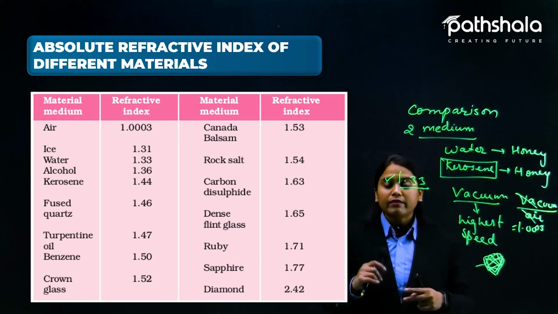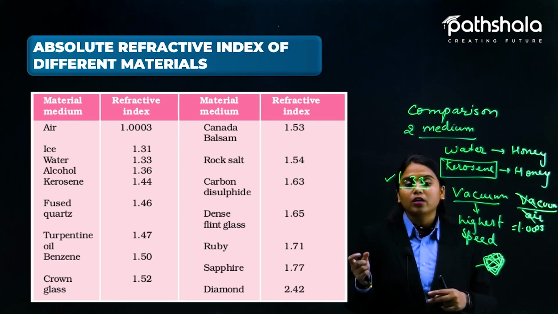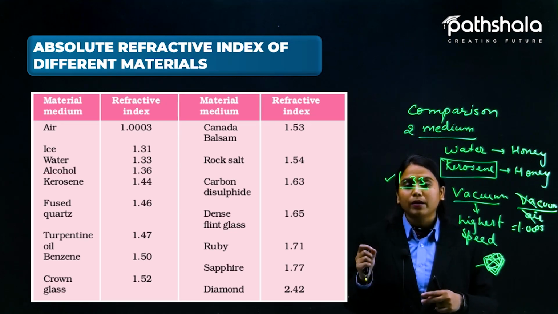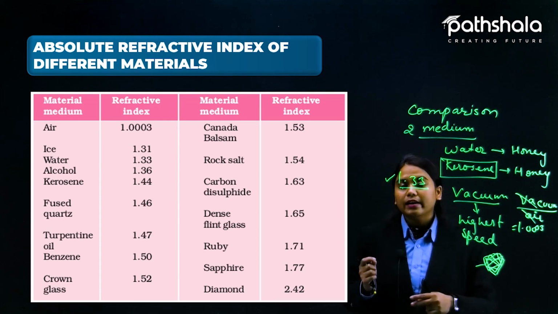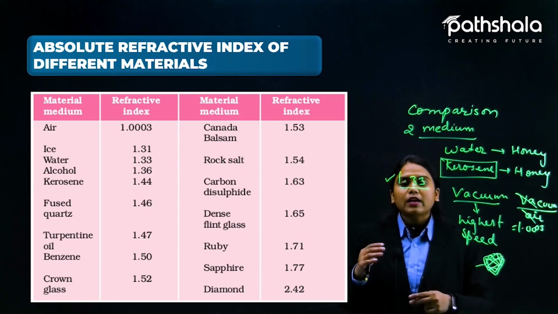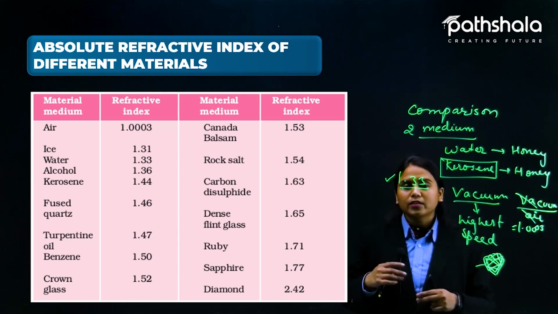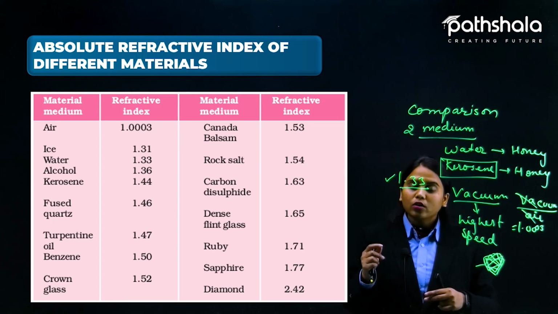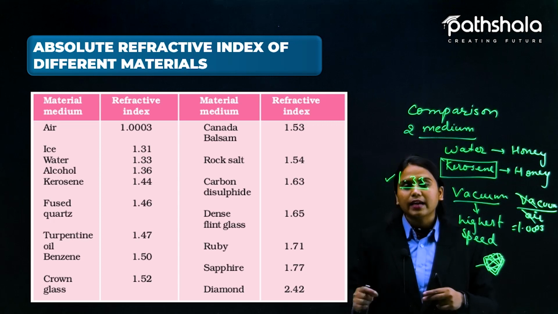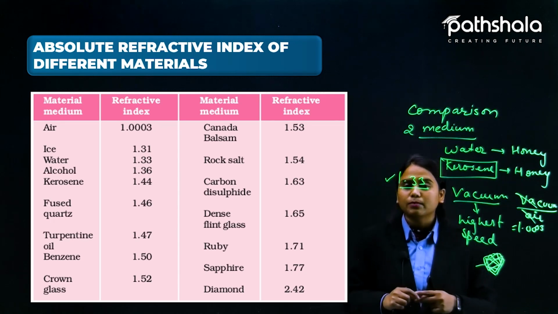Okay, so you don't have to learn all these values, just the flint glass value, and the air, ice and water. These are very important, and for the rest of the things you are going to get the refractive index of these material mediums as a hint.